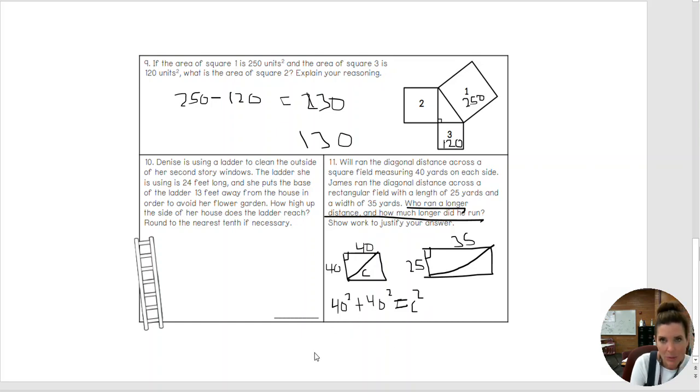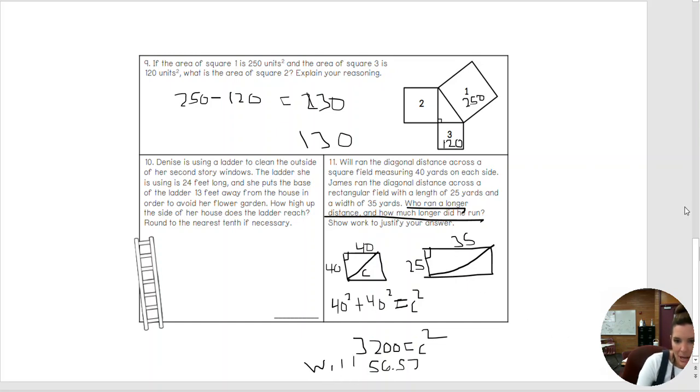So 40 times 40 is 1,600 plus 1,600 is 3,200 equal to C squared. And then if we take 3,200 and do the square root of that, I'm just grabbing my calculator, we end up getting an irrational number. So if we just round that to the hundredths, let's round to the hundredth spot. So that's going to be 56.57. Okay, so this is for Will. That's how far he ran.